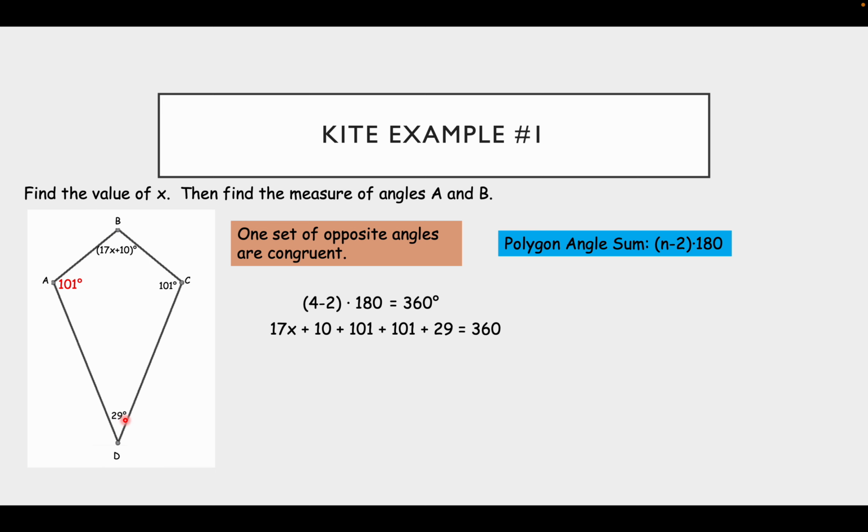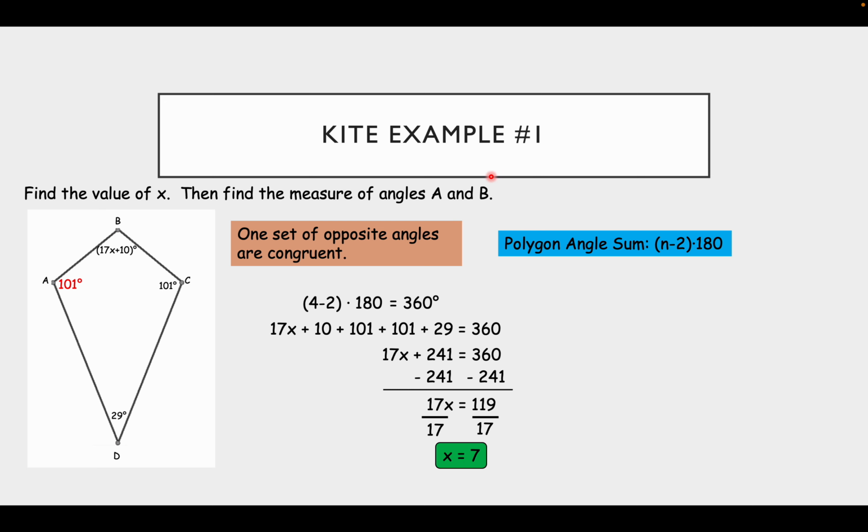Let's combine like terms and solve. So we combine those terms, it gets us 241. Remember, we got to get rid of the number, so we subtract 241 on both sides, leaving us with 17x equals 119. Solve for x by dividing by 17 on both sides, and we get x equals 7.